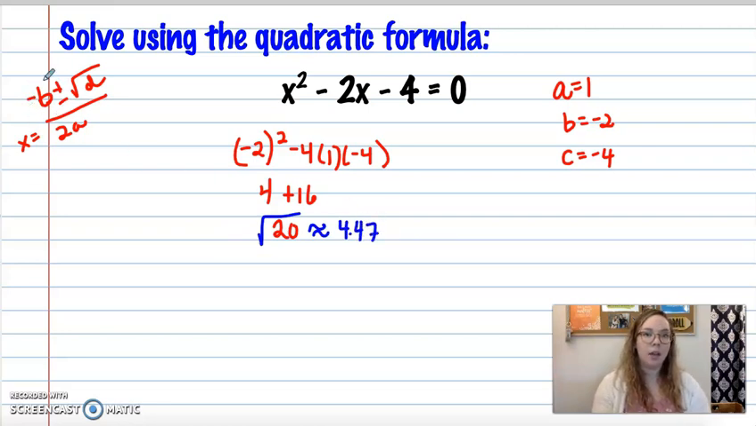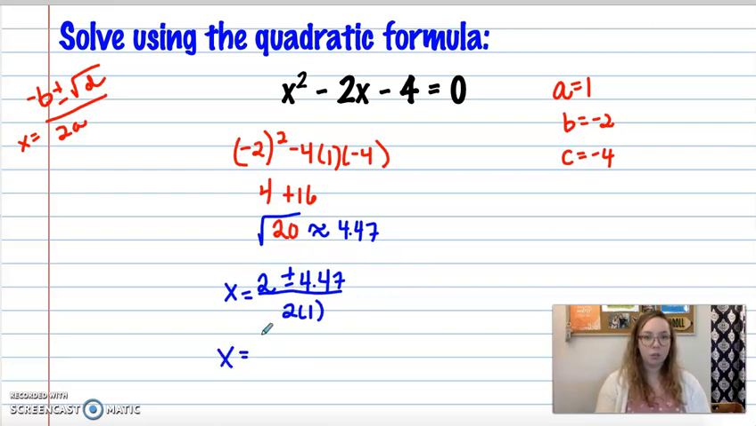So here I have the opposite of b. And we like to say opposite instead of negative because here I have a -2. The opposite is a +2. Then we're going to have plus or minus 4 and 47/100 all over 2 times 1. So we'll do it once with addition. 2 plus 4.47 divided by 2 will give us 3.24. And if I do 2 minus 4.47 divided by 2, I get -1.24. And that gives me my two solutions there.